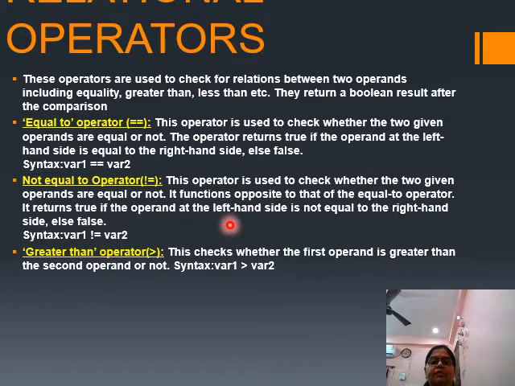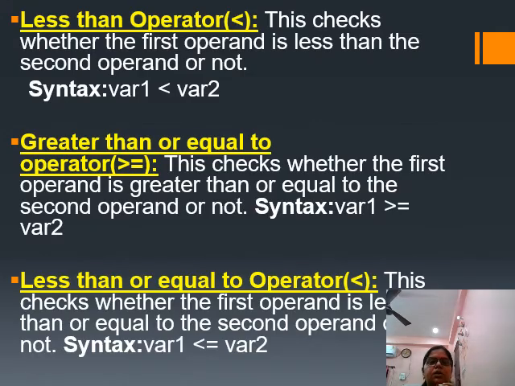If the operand on the left side is not equal to the right side, then it is false. The left side is checked against the right side, it means. Now this is your greater than sign, you are very much familiar with that. This is your less than sign, you are familiar with this. And this is your greater than or equal to operator. It checks whether the first operand is greater than or equal to the second operand or not. And this is your less than or equal to operator.